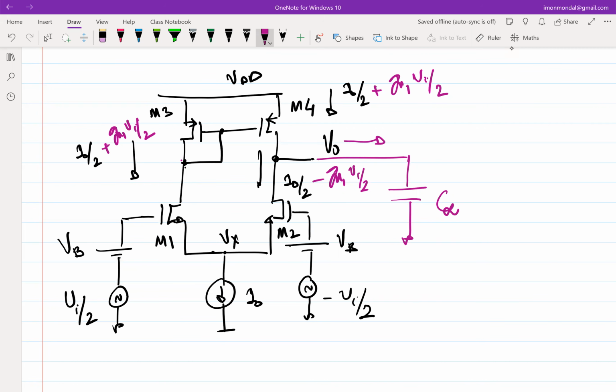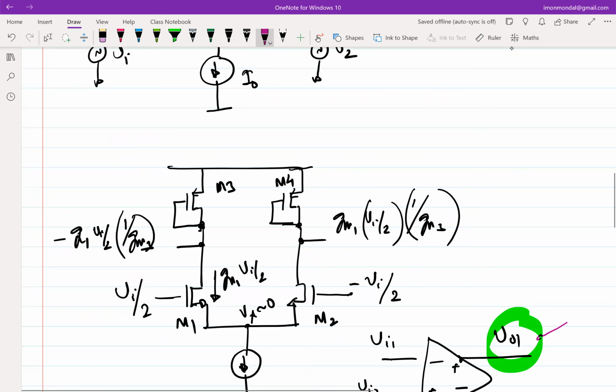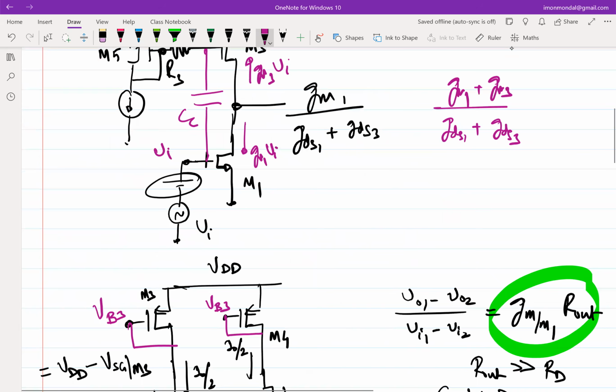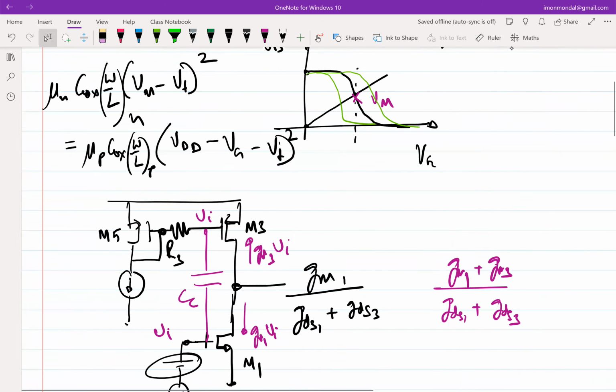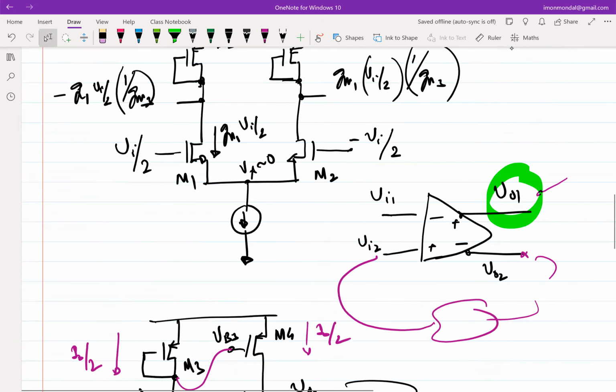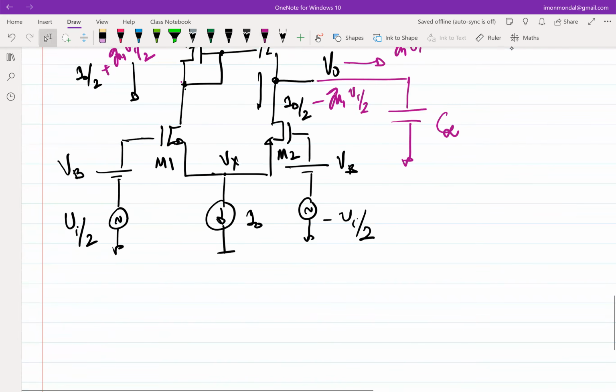How much is the difference current? GM1 Vi by 2 minus of GM1 Vi by 2. So basically, incrementally, even if you are taking output from one node, it is behaving almost like you are subtracting the two nodes of... where was it? Oh, I didn't draw it here. Okay.